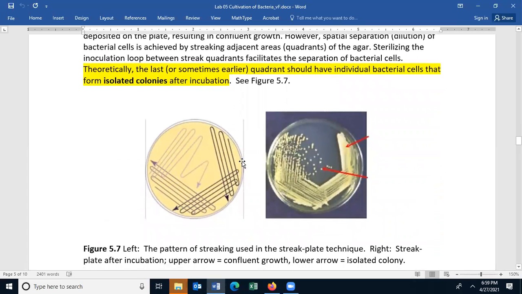So here we're streaking for colony isolation. There's quadrant 1, quadrant 2, quadrant 3, and then quadrant 4. You can notice that there's a high concentration of bacteria in quadrant 1, and then it's a reduced number in quadrant 2, reduced in quadrant 3, and then in quadrant 4 it was reduced to numbers low enough to get isolated colonies. It doesn't matter which quadrant we get isolated colonies in. The point is you just want the bacteria numbers to be reduced to get isolated colonies.